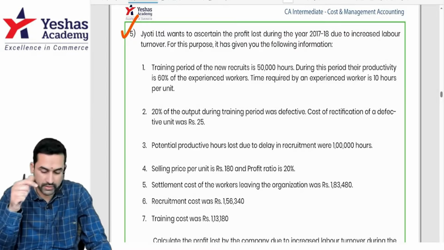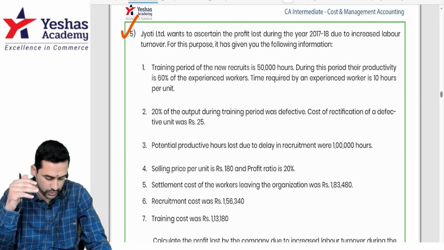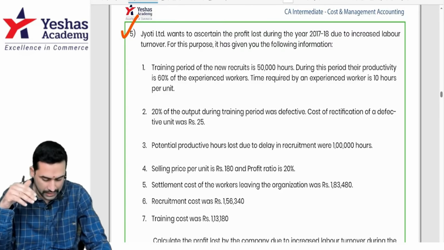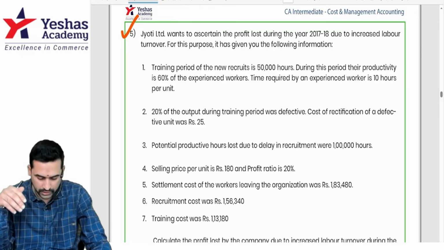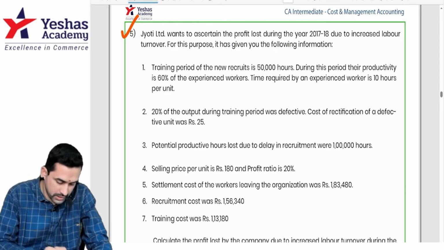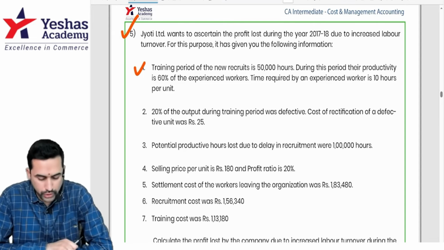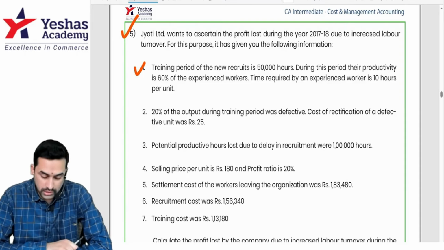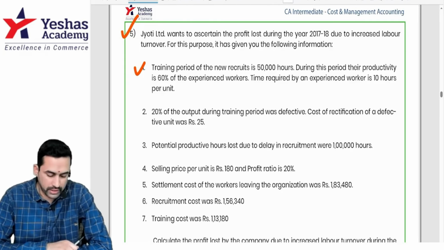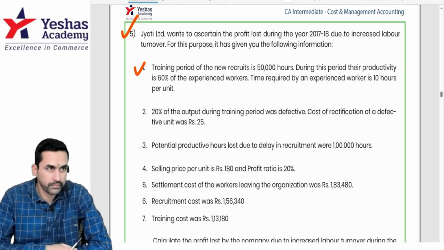During the year 2017-18 due to increased labor turnover. For this purpose, the company has given you the following information: pointers 1, 2, 3, 4, and 7. Later, calculate the profit lost by the company due to increased labor turnover during the year. One by one. First, the training period of new employees is 50,000 hours. During this time, their productivity is 60% of experienced workers.